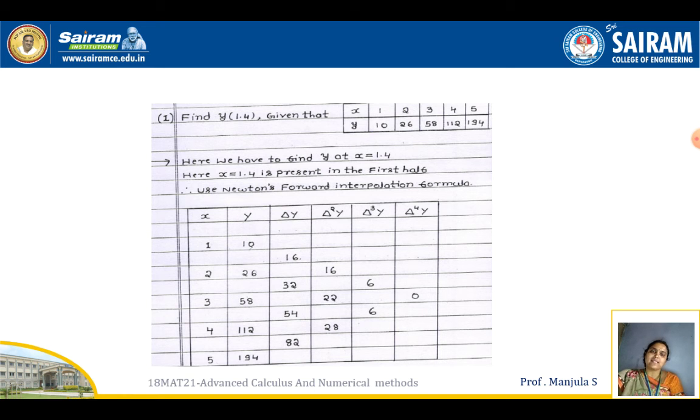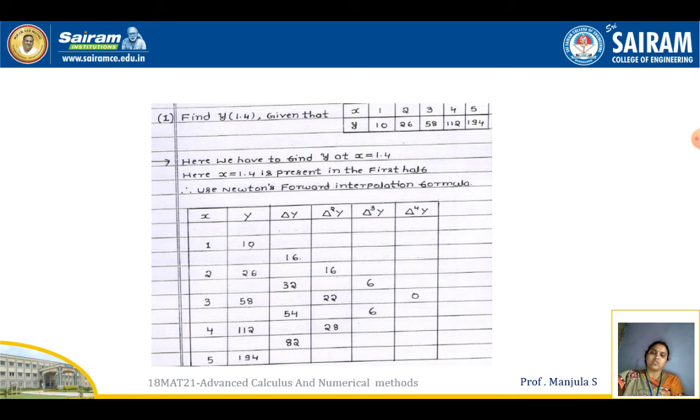So given x and y values, you just substitute, that is x is 1, 2, 3, 4, 5 and y values are 10, 26, 58, 112, 194. And next del y, del square y, del cube y, del to the power 4 y. These values we have to find out with the help of the formula.